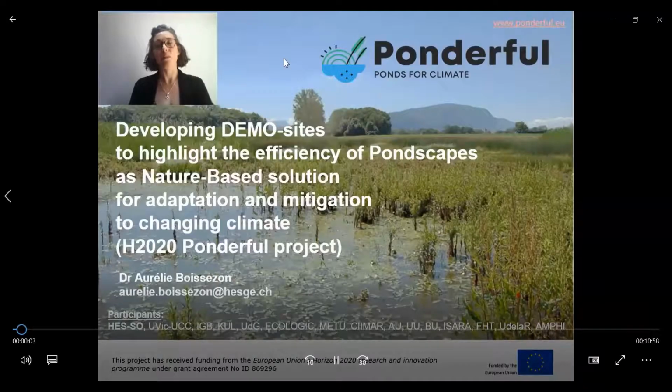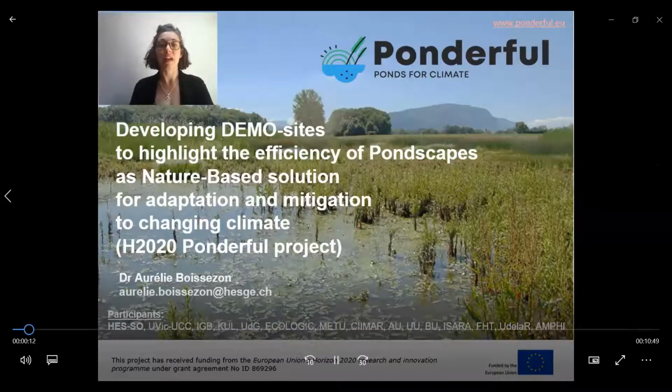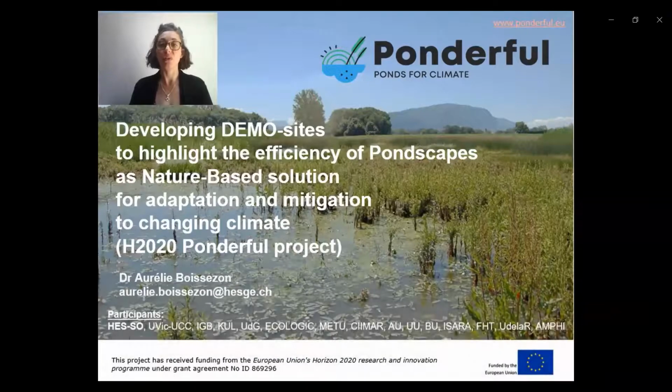My name is Aurélie Boissezon, and I am working at the University of Applied Sciences and Art of Western Switzerland. Our institution is implied in the European project Pond4U that Maya presented you just before. And I'm here to give you a presentation of a part of this project which aim at developing demo sites to highlight the efficiency of pondscapes as nature-based solution to climate change.